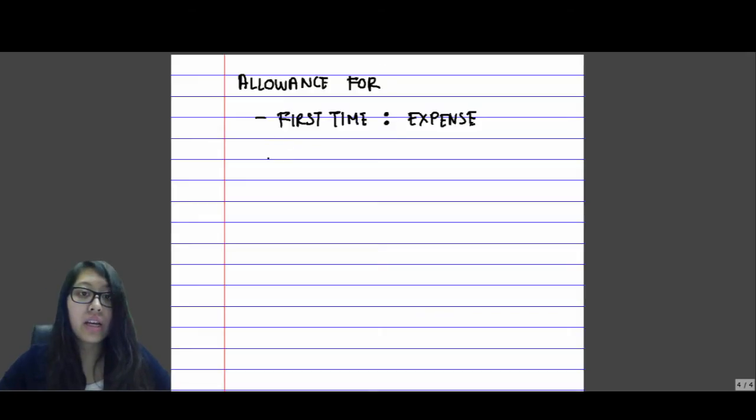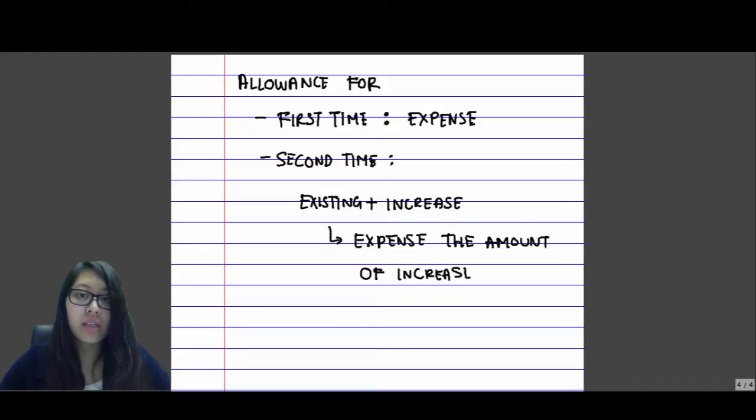Now let's say in the next year, I've decided to adjust that allowance. So let's say I've now increased my allowance from $20 to $40. So the thing is, in the first year, I've already recognized $20. Now in the next year, I want $40 of allowance. So if there is an increase to my existing allowance figure, I am going to need to expense the amount of increase and also recognize a new allowance figure.